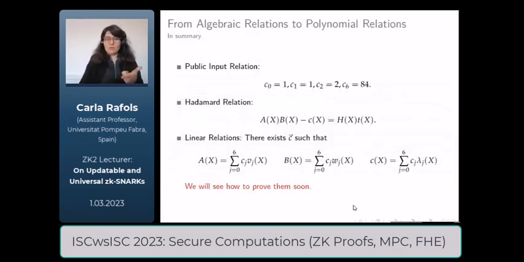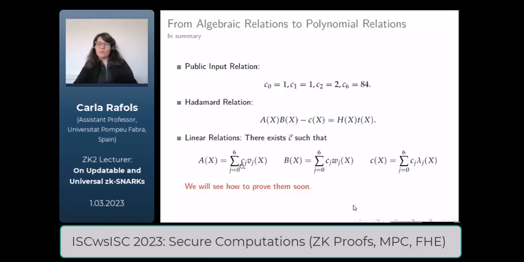And then we also had to prove that some Hadamard relation was satisfied, and this is translated into a divisibility problem. And now, to prove the linear relations, what we need to prove is that there are 3 polynomials, A, B, and C, that are of this form. So they are a linear combination of some polynomials that have to do with the description of the circuit with the same C, okay?